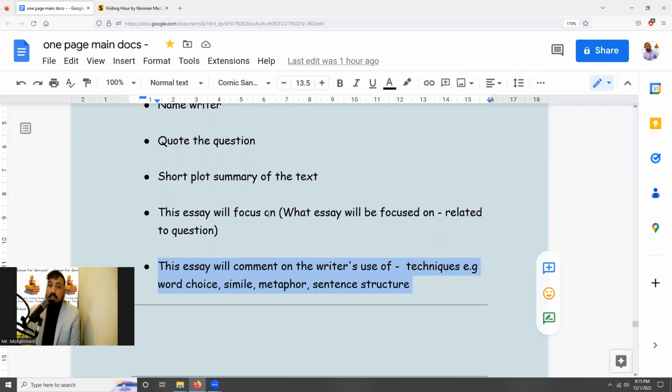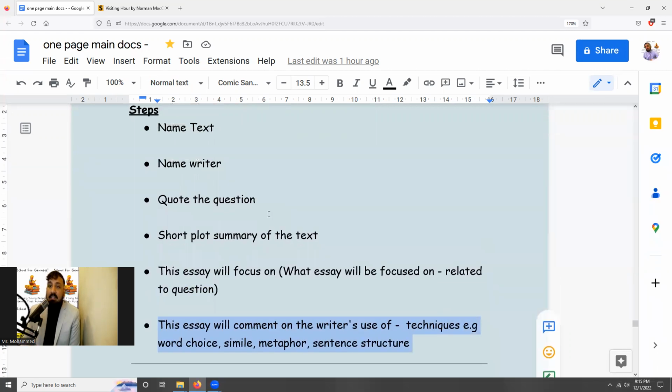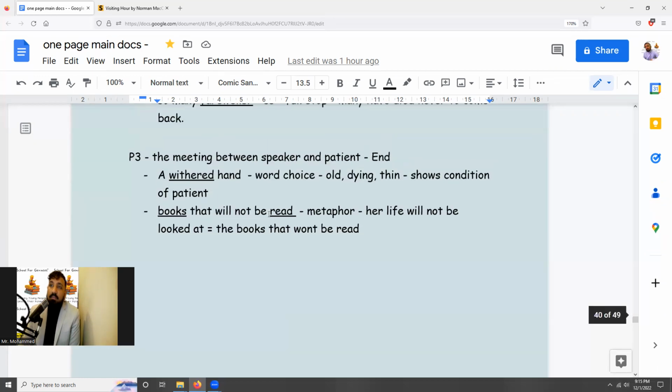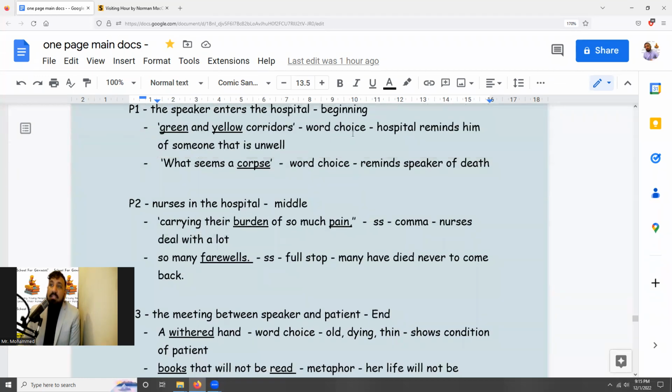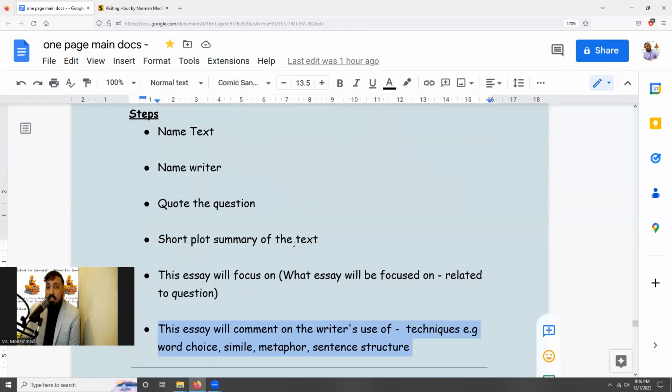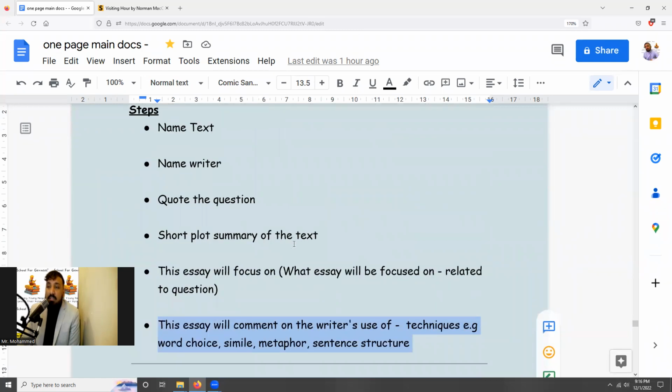and metaphor. Now, if you're doing a media essay about a film, then you would say this essay will focus on, and then you just put the film techniques. So that's one thing also to mention. If you're doing a media essay, then instead of word choice and sentence structure, obviously you would just put film techniques like close up or pan shot, overhead shot. You get the point. You understand the different media and film techniques. You would just mention those instead of the language techniques.